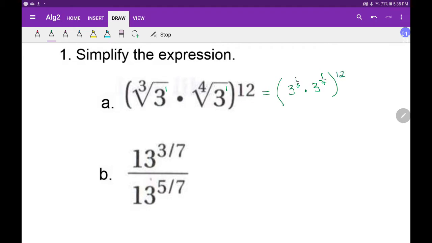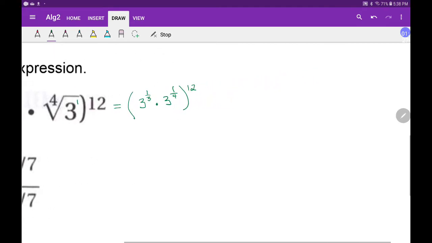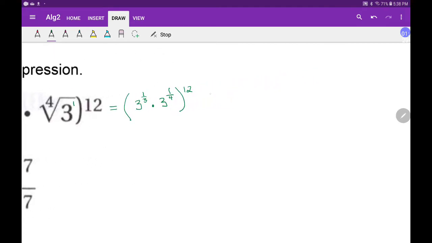Well, this is the one time I'm allowed to multiply exponents, when I'm outside of parentheses like this. So I'm going to say, same thing as 3 to the 12/3, and 3 to the 12/4, because I multiply my exponents. And what does this give me? 3 to the 4th times 3 to the 3rd. And now I have a common base, and I can add exponents. So I get 3 to the 7th.